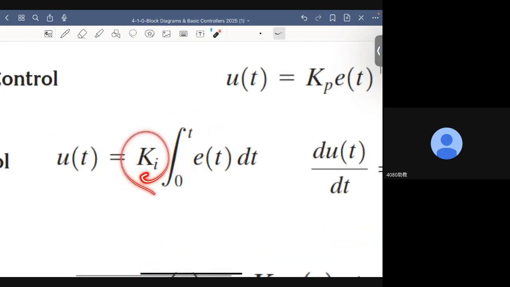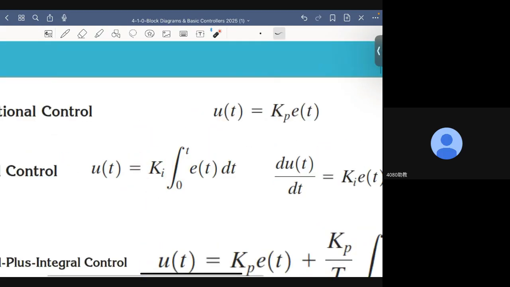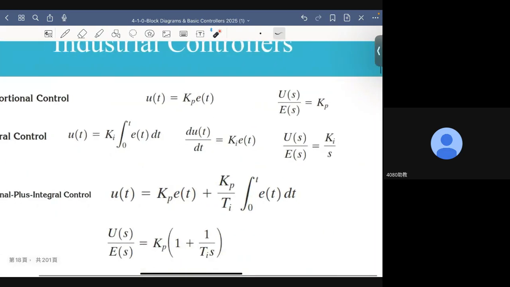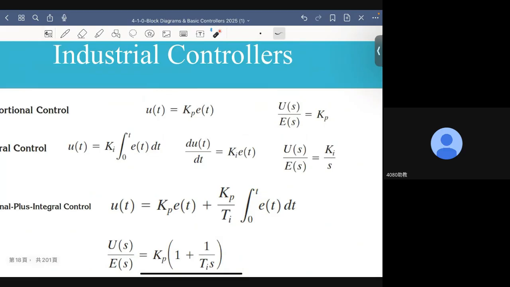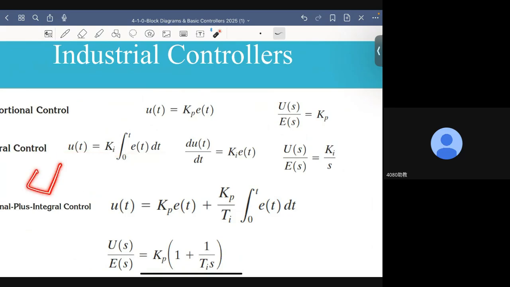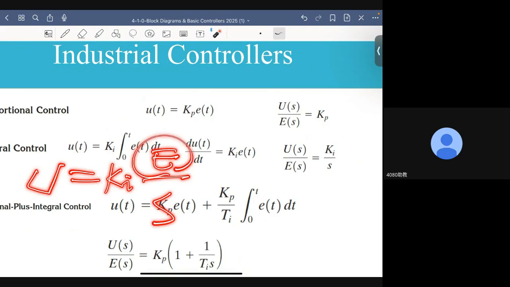And Ki is a parameter we need to determine, all right? So as you can see, again, you can take the Laplace transform of this equation, and what you will get is U equals Ki times E divided by S, all right? So if you divide both sides by E, you will get this result, all right?